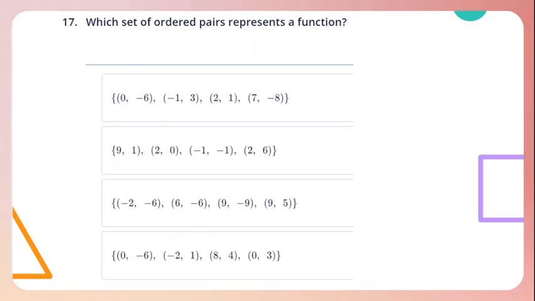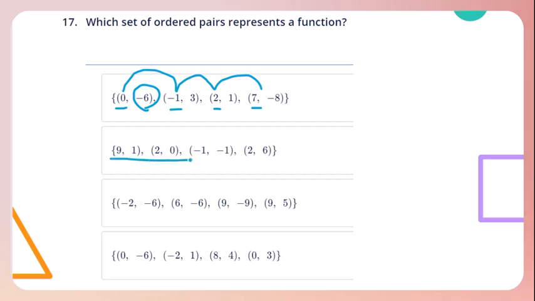All right, 17, which set of ordered pairs represents the function? All right, now we have this. We don't have a table. We just have a list of coordinates. So I'm going to look at my x values, 0, -1, 2, and 7. I could put this in a table. I could put it in a chart. I could put it in a mapping, in those mapping bubbles, but I have unique x's. So for each x, I have a unique output, y.